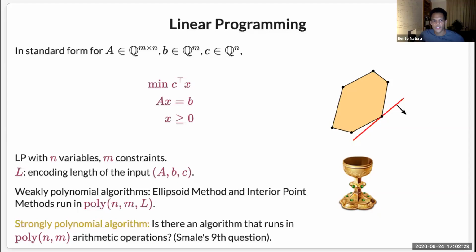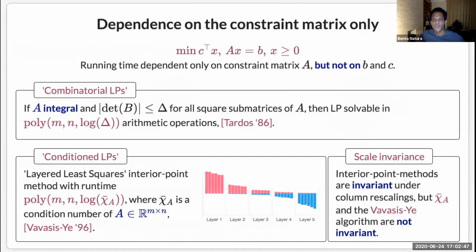And the big open question since then is the quest for a strongly polynomial algorithm, essentially the holy grail of the area, which asks to drop the dependency on L. So only dependence polynomial in n and m, which is also famously known as Smale's question. What we are concerned about in this paper is dependence on the constraint matrix only. So we allow dependence on A, but not on the right-hand side b or the objective c of the problem.